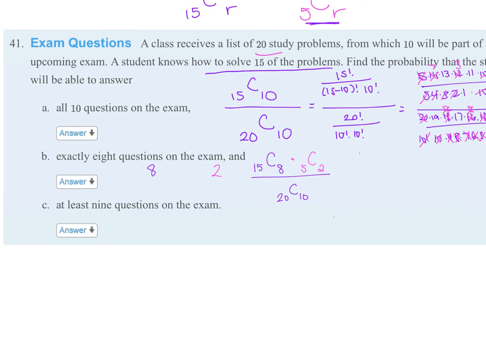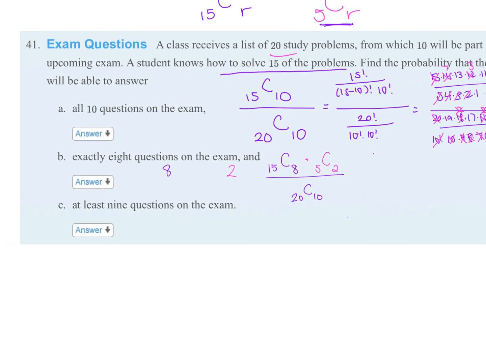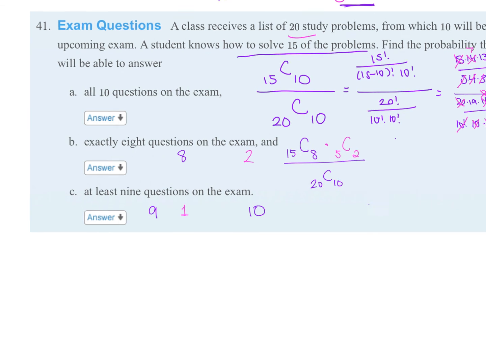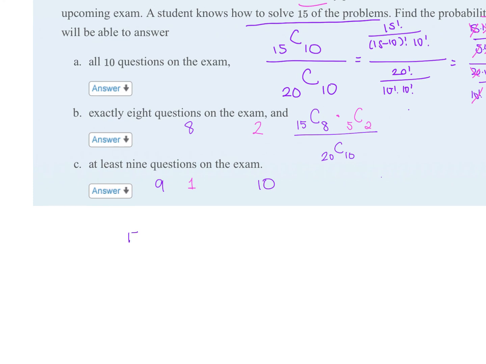Letter C, at least 9 questions on the exam. So they can answer at least 9. So they can answer 9. That means they cannot answer 1. And then they have the 10. Then that means they can answer all 10 again. So we can use that information from before. So at least 9, that is going to come from the 15 that they do know. 15 choose 9 times 5 choose 1. And then again, that's all over the 20 choose 10.